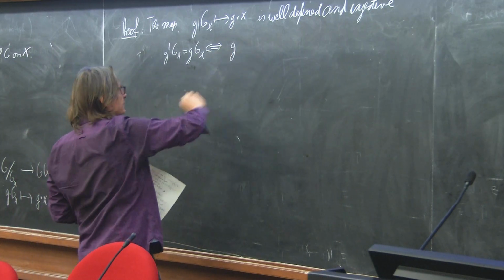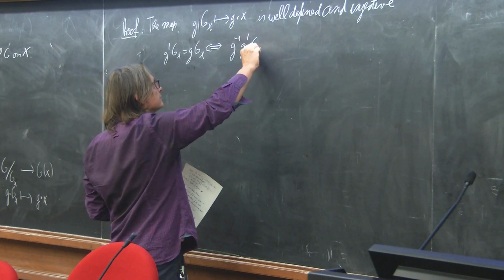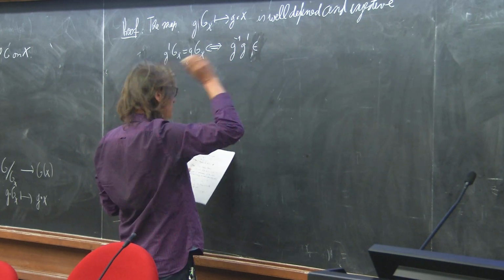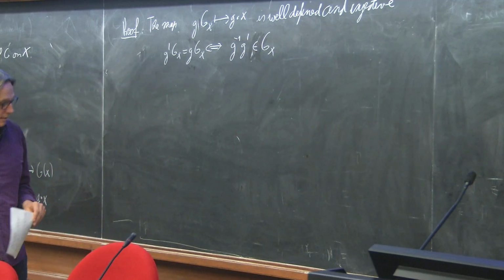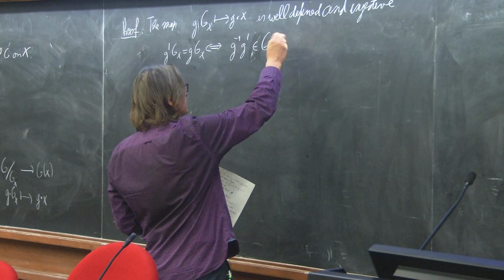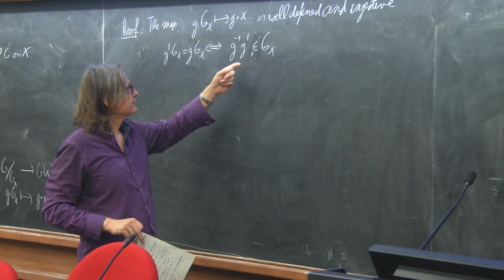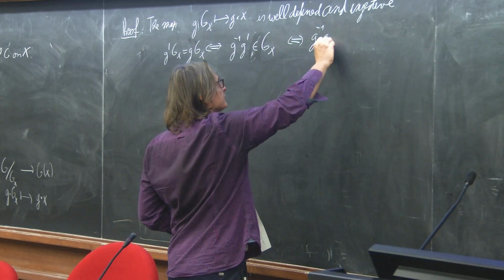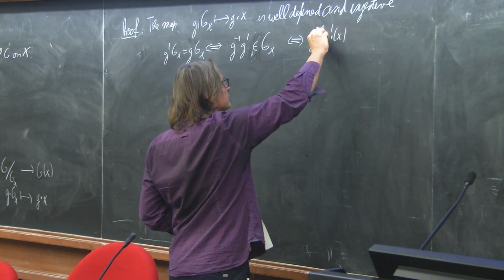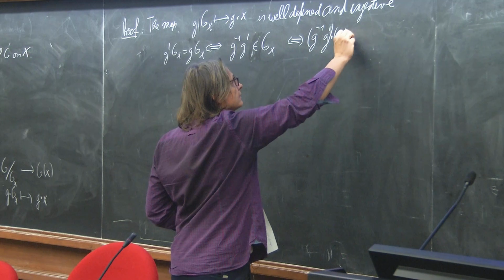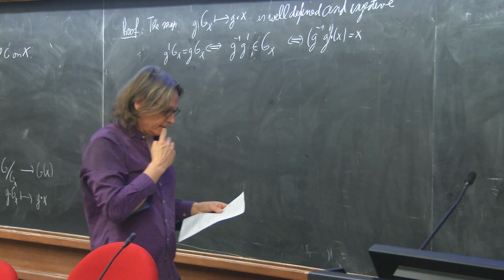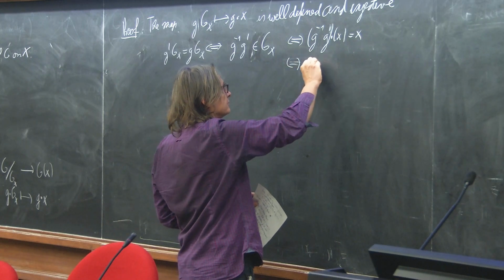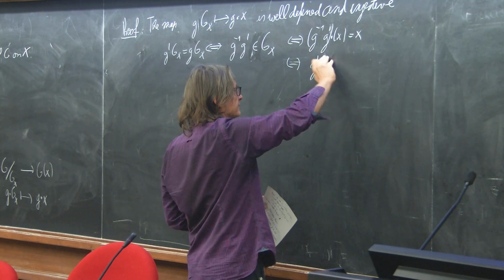So if I multiply by g to the minus 1 on this other side, so if this times gx is equal to gx, that means that this is an element in the stabilizer of x, so it sends x to x, if and only if g to the minus 1 g prime of x is x. And then it follows that g prime x is g x.